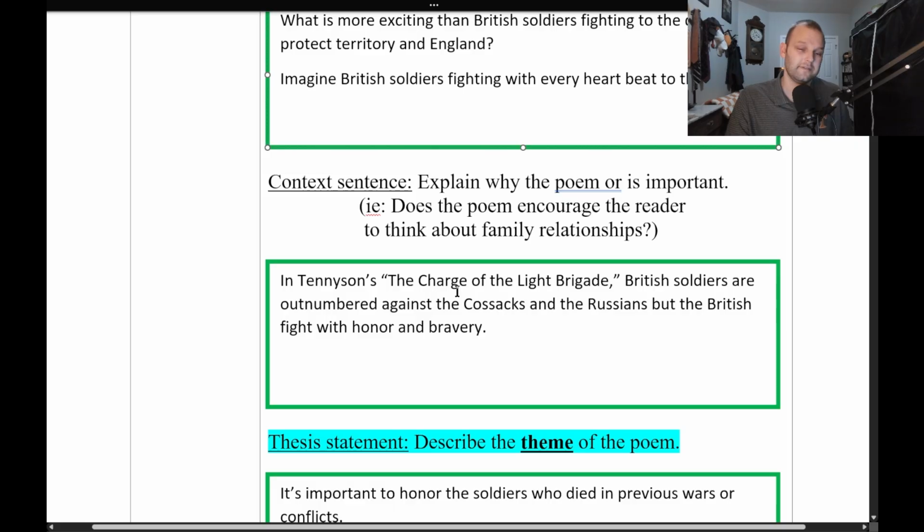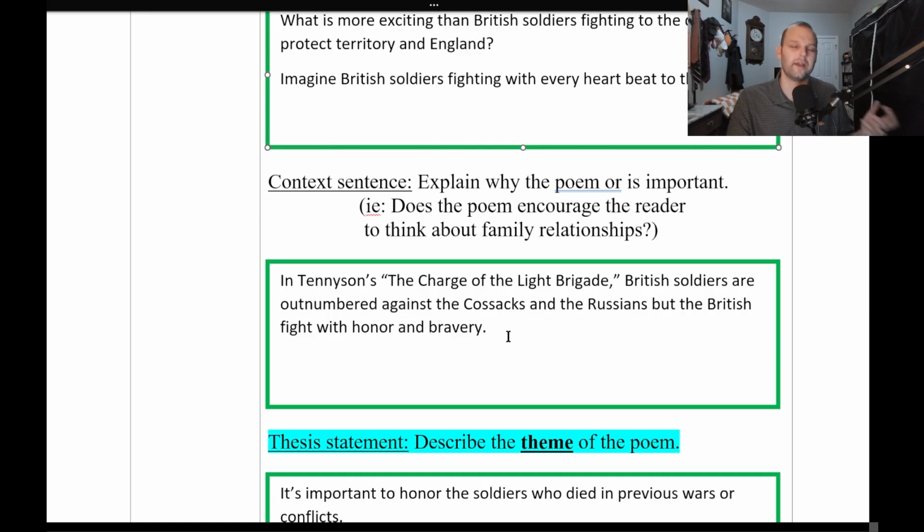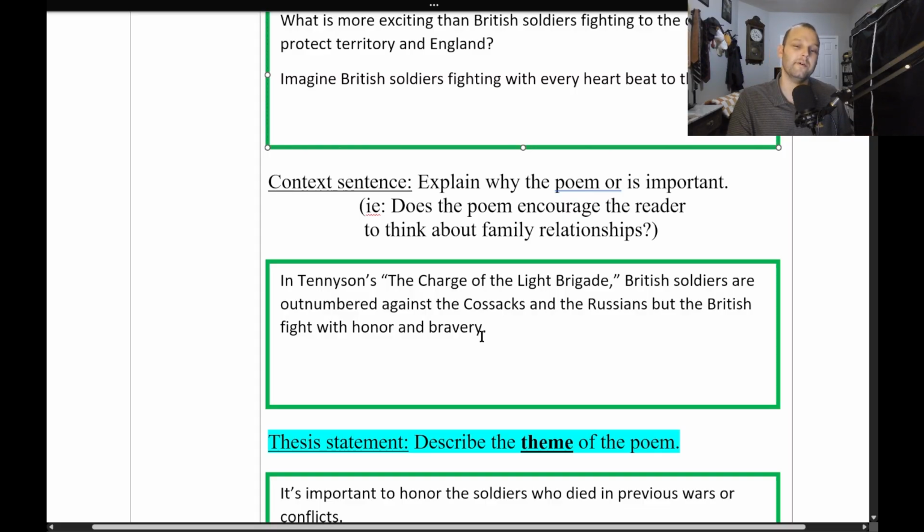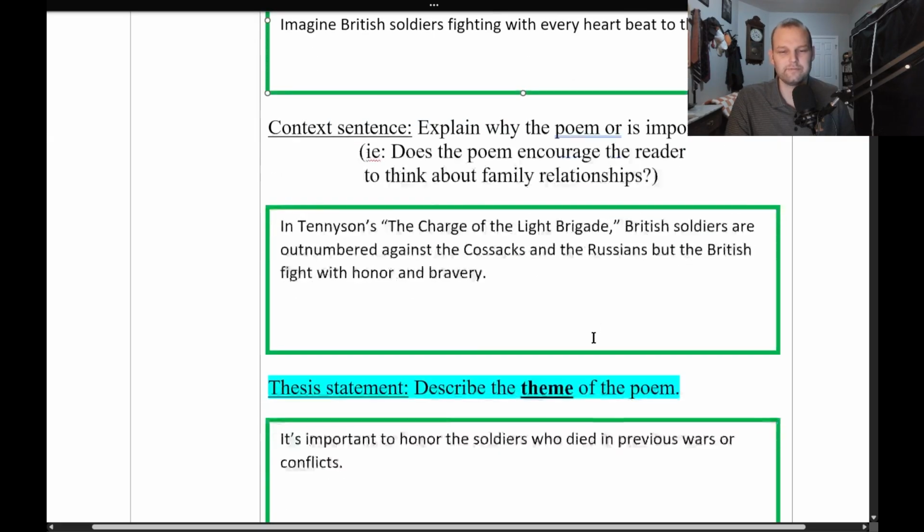Okay, context sentence. We need to give some context to this attention grabber. So next sentence. In Tennyson's The Charge of the Light Brigade, British soldiers are outnumbered against the Cossacks and the Russians, but the British fight with honor and bravery. So now the reader knows, okay, we're talking about the Charge of the Light Brigade. We've named the poem in the context sentence, whereas we did not name the poem in the attention grabber sentence. And we know that the British soldiers are outnumbered, so on and so forth.